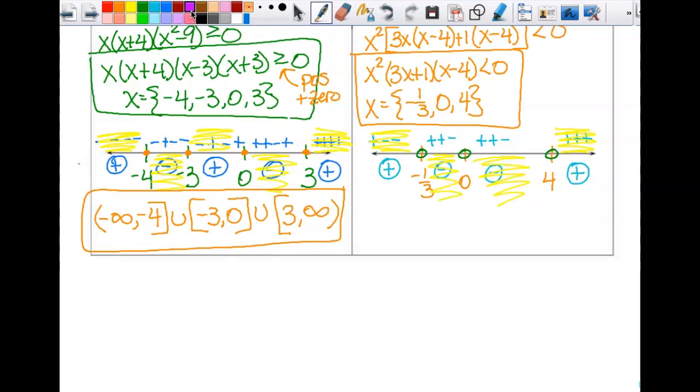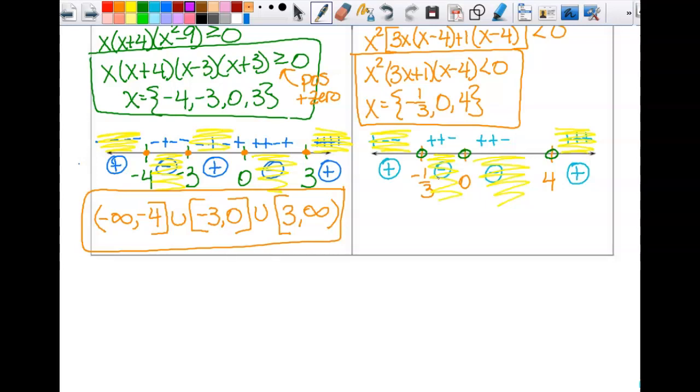When you're dealing with that negative 1/3, you don't have to get crazy over here. I would just pick -1. That's what I did. But then between negative 1/3 and 0, you do have to figure out a fraction that's between there correctly. I used -1/4. But this is what we get.